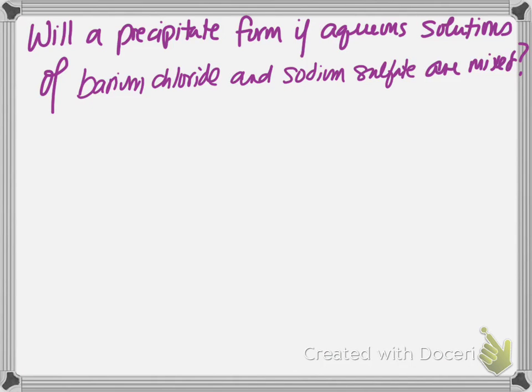Okay, so will a precipitate form if aqueous solutions of barium chloride and sodium sulfate are mixed? If yes, we need to write a net ionic equation. What's our first step? Ooh, it's a chapter 7 skill. Write the formulas. So we have barium chloride. Remember, barium is Ba, chloride is Cl. Barium typically forms a 2+ ion, so this is going to be BaCl2. And sodium sulfate, Na2SO4.